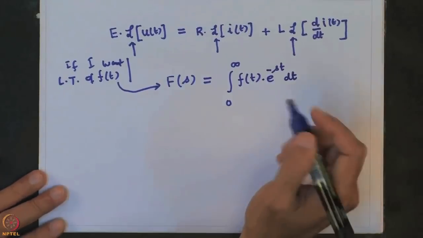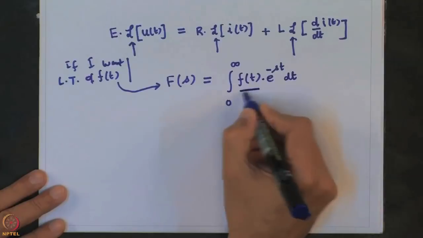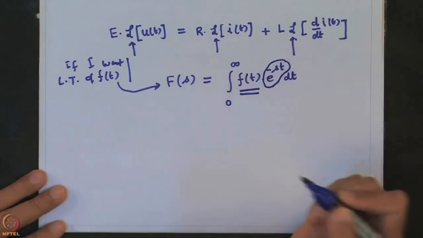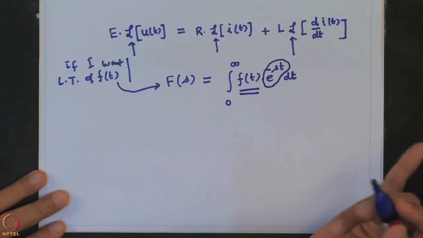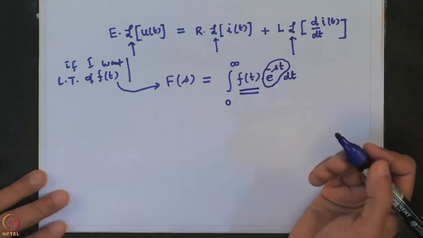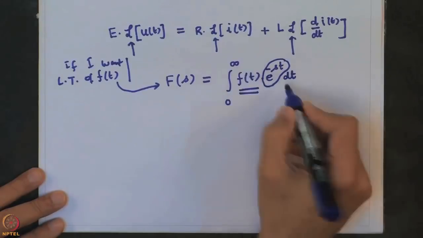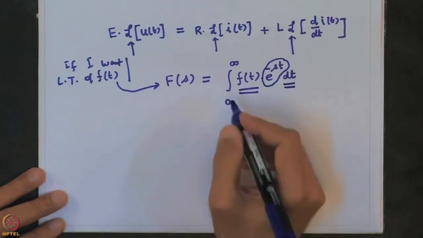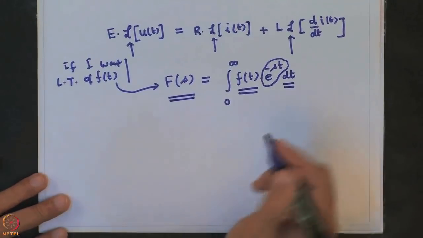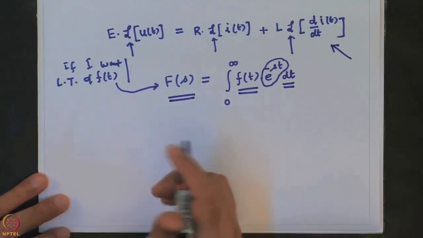So, this is how we get the Laplace transform of our time domain function f of t. Basically you just multiply the function whose Laplace transform you want to determine by this exponential term e raised to the power minus s t, and then do an integration from 0 to infinity, and then what you get is the Laplace transform.